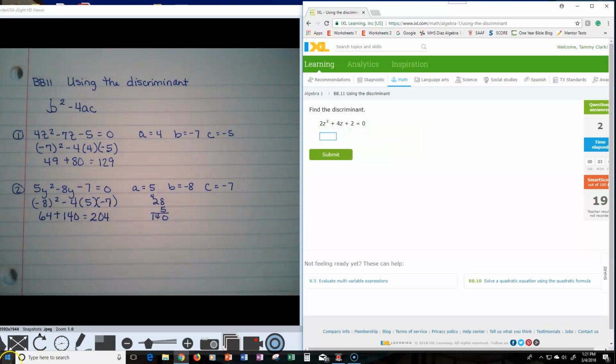So this is going to continue to ask us to find the discriminant. I'll see if there are any others that you would need to know.